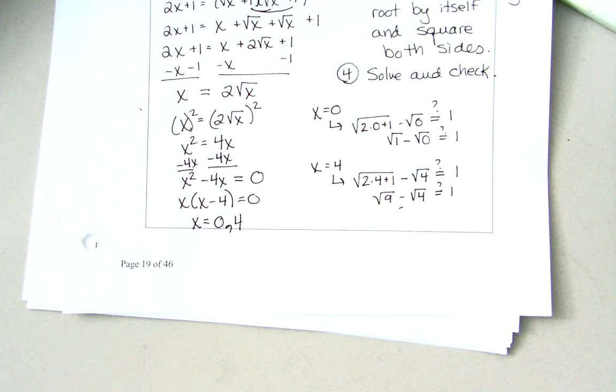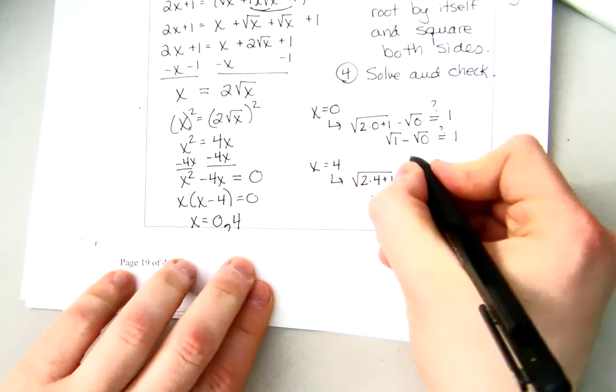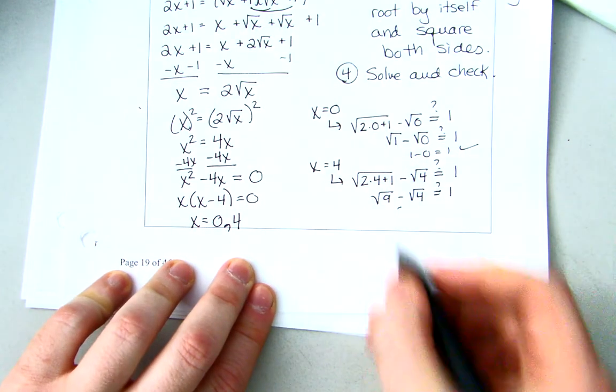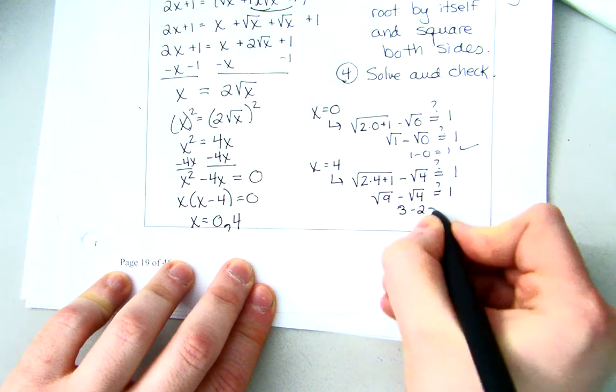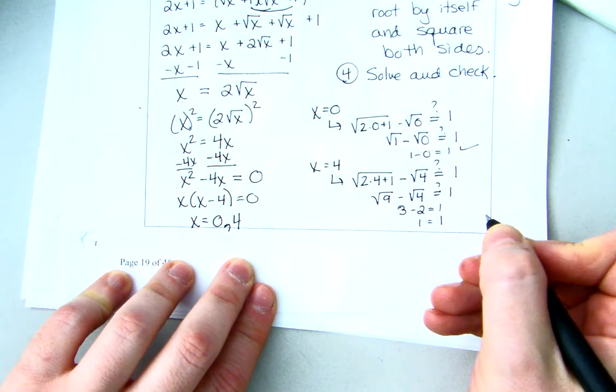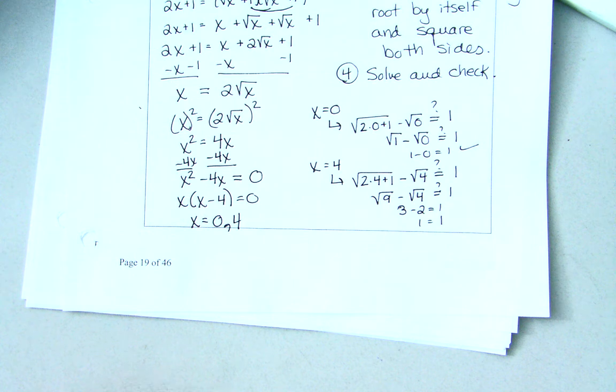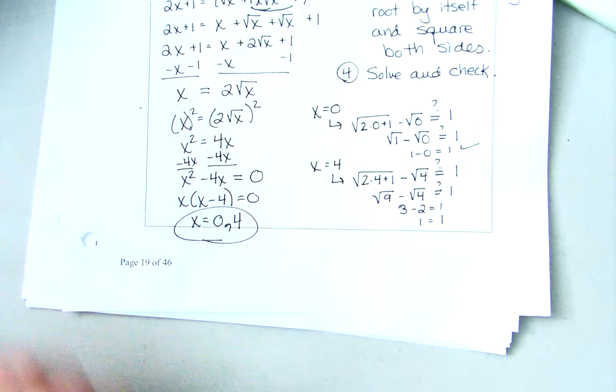Is 0 good? Yeah, it should give you the problem 1 minus 0 equals 1. That's okay. Is 4 good? As I mentioned last time when we did this stuff, sometimes there will be 2 good answers, sometimes only 1 and 1's extraneous, sometimes neither one's good, but in this case, both 0 and 4 were valid solutions.